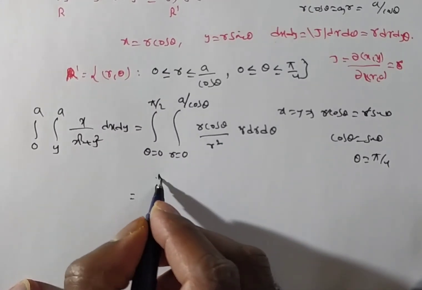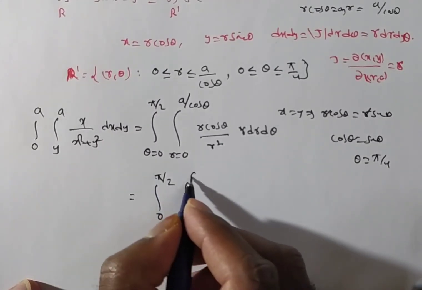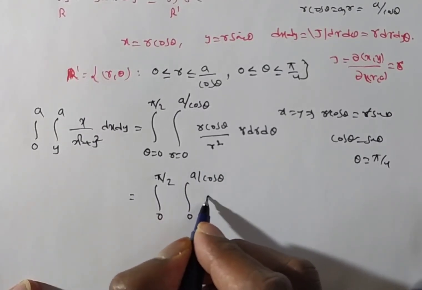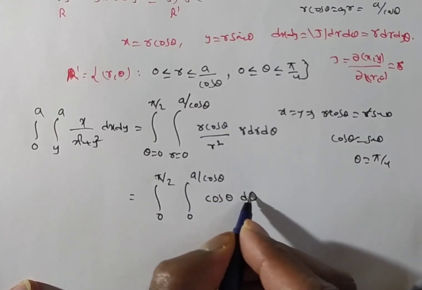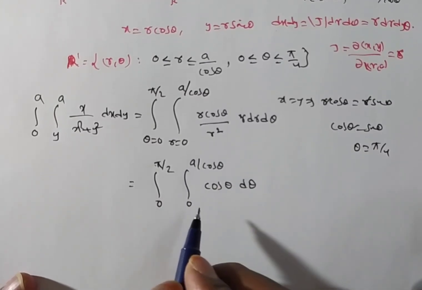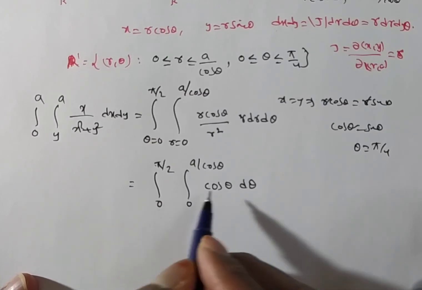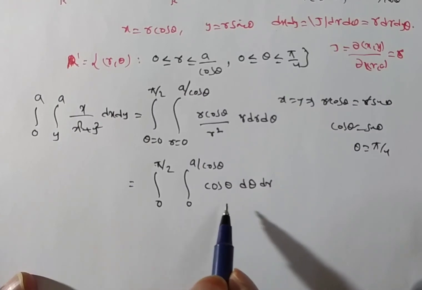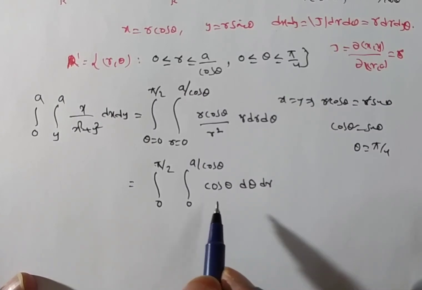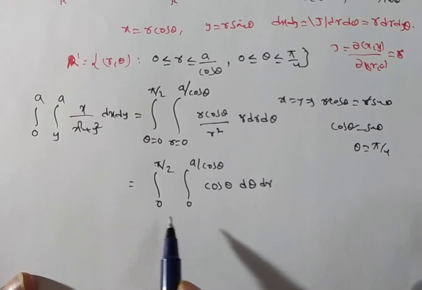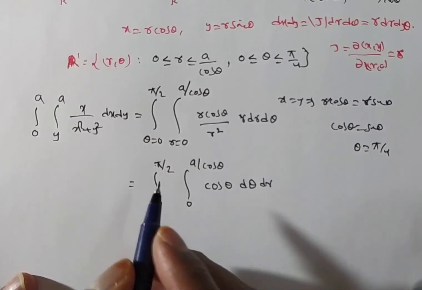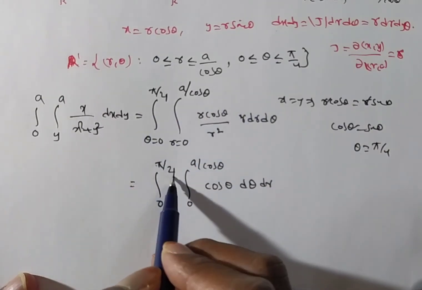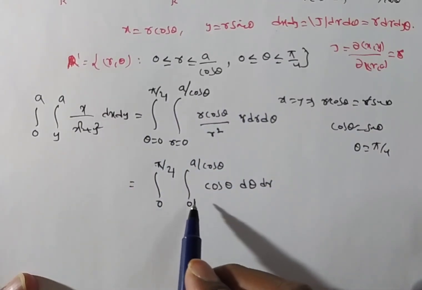Then you will have integral from 0 to pi by 4, integral from 0 to a by cos theta, this r square gets cancelled. Then you will have cos theta into dr d theta. Friends, you observe, while integrating with respect to r and theta, I forgot dr here. While integrating with respect to x and y or r comma theta, first you have to observe the limits of r and theta. Here theta is the independent limit. This is pi by 4; I have written pi by 2, sorry.